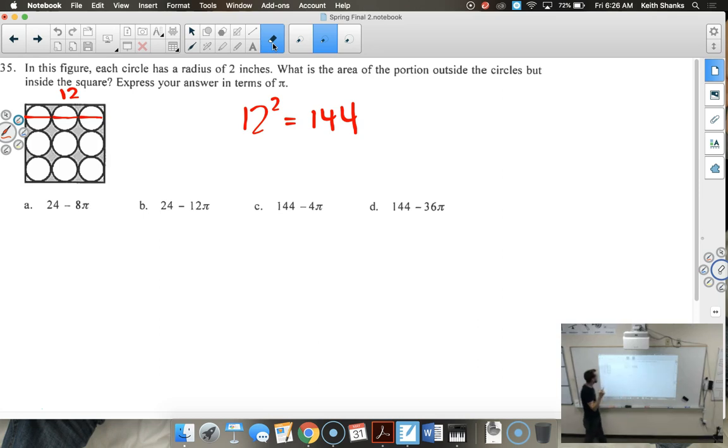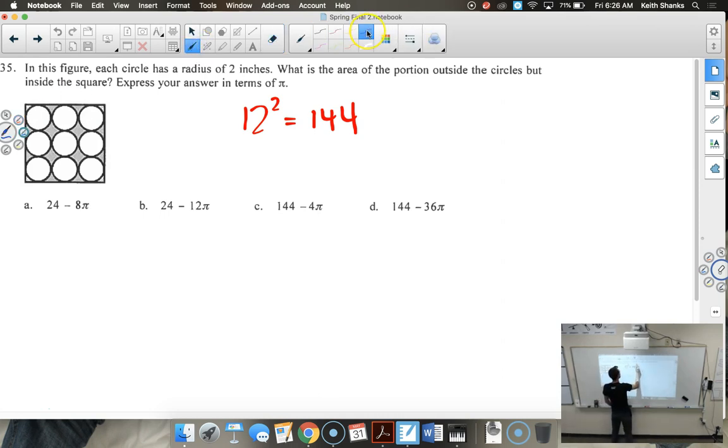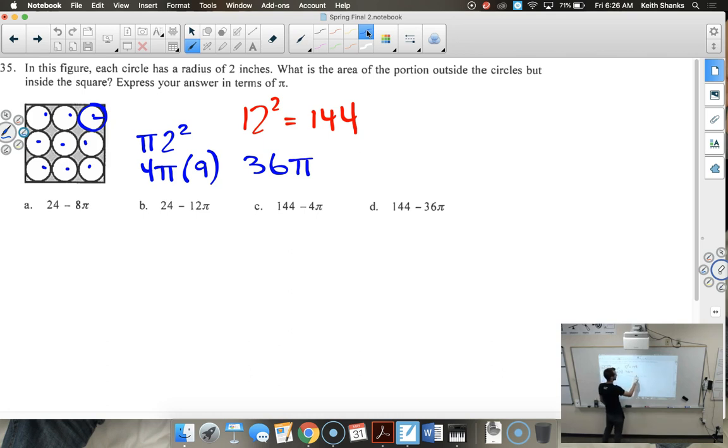Okay. And then what I'm going to do is I'm going to subtract the area of the circles. Well, each circle, if I just take one circle, again, if it has a radius of 2, that's pi times 2 squared, or 4 pi. And there's a total of 1, 2, 3, 4, 5, 6, 7, 8, 9 circles, so 9 times 4 pi. So that's going to equal 36 pi. You can see where we're going here, that this is our answer. You're going to take the square, you're taking out all those circles, so you find out what you're left with. And they wanted the answer in terms of pi, so we leave it that way.